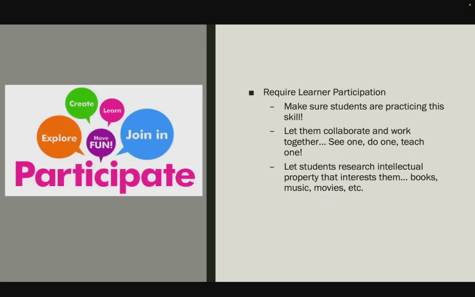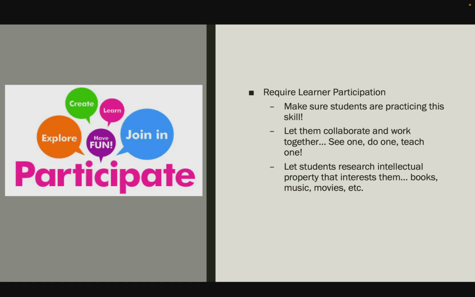Make sure that your students are participating in this skill. Let them collaborate and work together when they're trying to understand the basics of copyright. You can use see one, do one, teach one. Show them what it looks like to find a piece of copyrighted material and how to determine whether it's fair use. Let them do it on their own, and then have them practice showing it to each other.